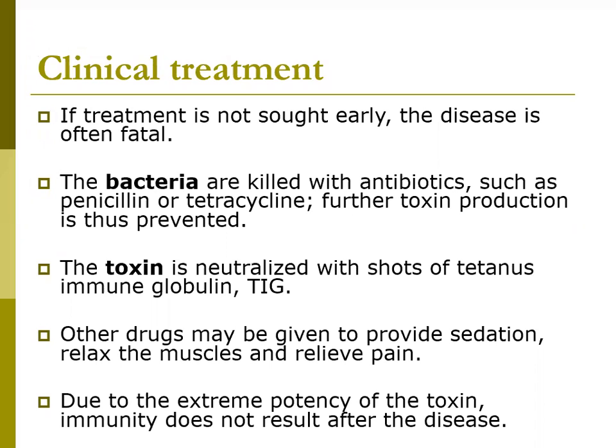The treatment of this disease is very important in the early stage. If it's not sought in the early stage, this disease is often fatal. Bacteria are killed with antibiotics such as penicillin or tetracycline. Further toxin production is thus prevented. And then the toxin is neutralized with shots of tetanus immune globulin, TIG. Other drugs can be provided, like sedatives, which relax the muscles and relieve the pain in individuals. Due to the extreme potency of the toxin, immunity doesn't result after the disease.